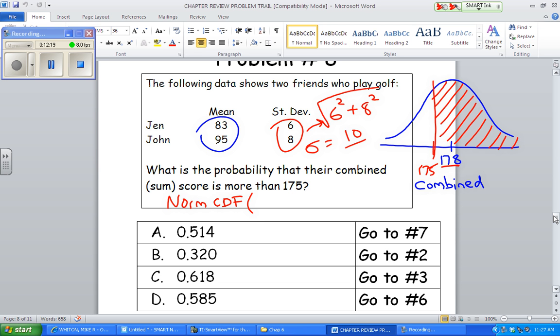But our boundaries on this one, we want to start at 175. I want to go up, so I'm just going to put a big upper bound, and we're going to use the mean, and then the 10 will be the standard deviation of this. Okay, and that should end up giving you an answer of about 0.618. So about 62% of the time, they will score more than 175 combined.